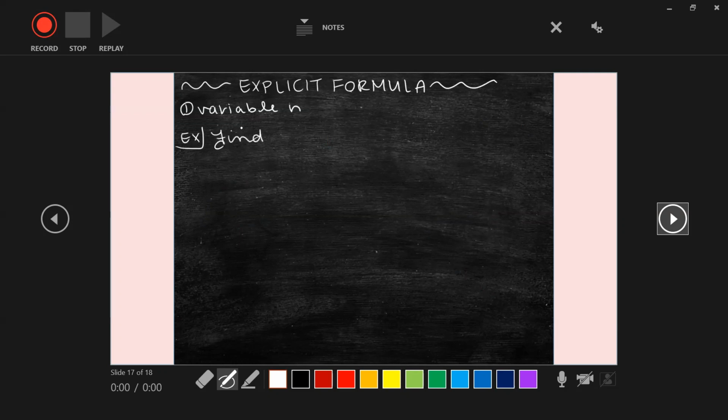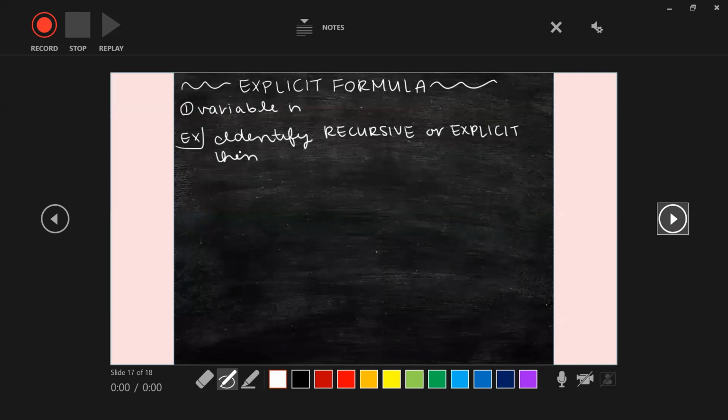Let's say we're told to, instead of saying find, I'm going to say identify if the following is recursive or explicit. Then find the first 5 terms. So identify if it's recursive or explicit, then find the first 5 terms.